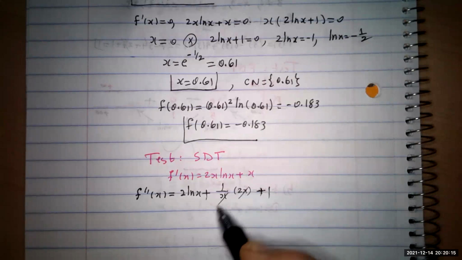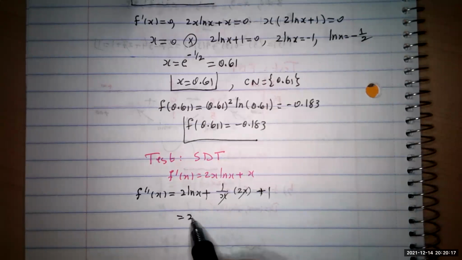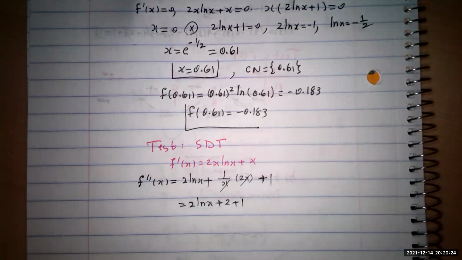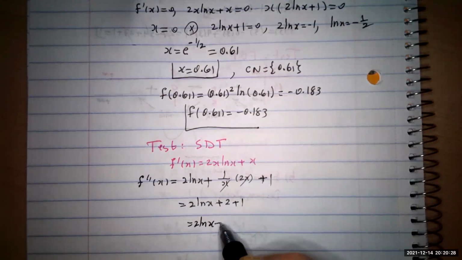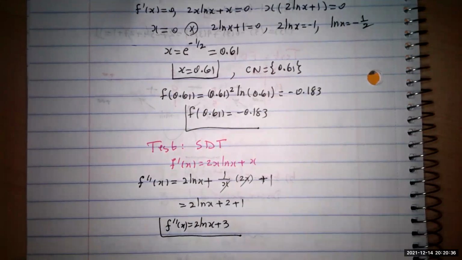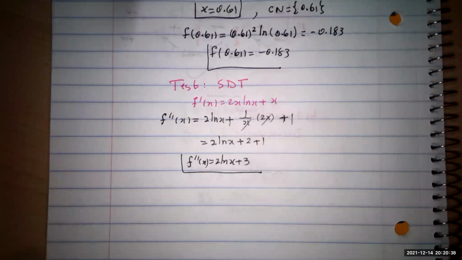So these two would simplify, so that gives us 2 ln x plus 2 plus 1. Okay, so it's going to be 2 ln x plus 3. I'm sorry, this is f double prime of x so far. Any question? We're just differentiating.